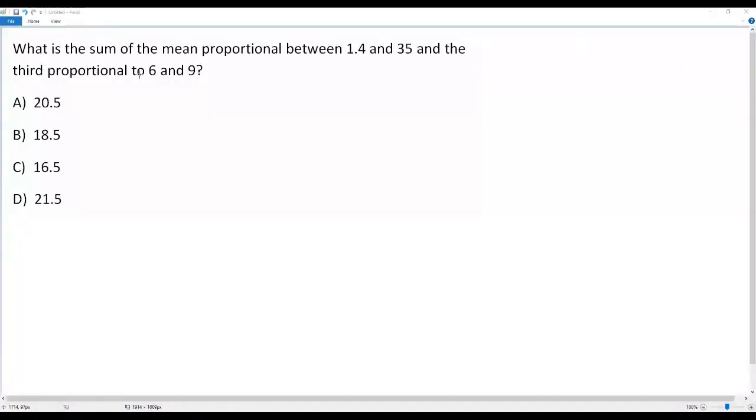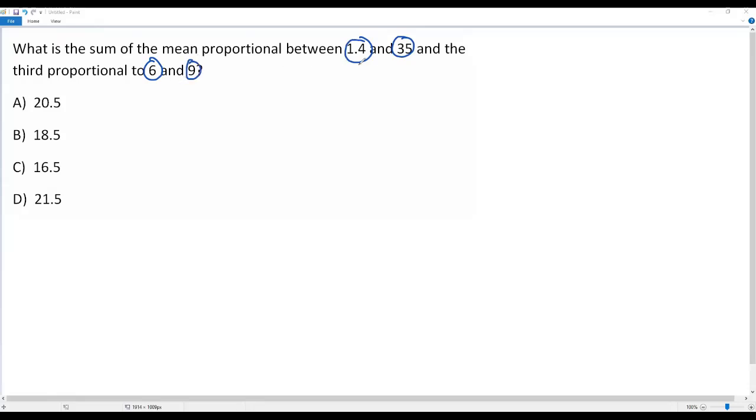Here we have a math problem on fundamentals of business mathematics. Okay, let's go to the question. What is the sum of the mean proportion between 1.4 and 35 and the third proportion to 6 and 9? We have to find the mean proportion between these two numbers, 1.4 and 35, and also find the third proportion to these two numbers, 6 and 9.